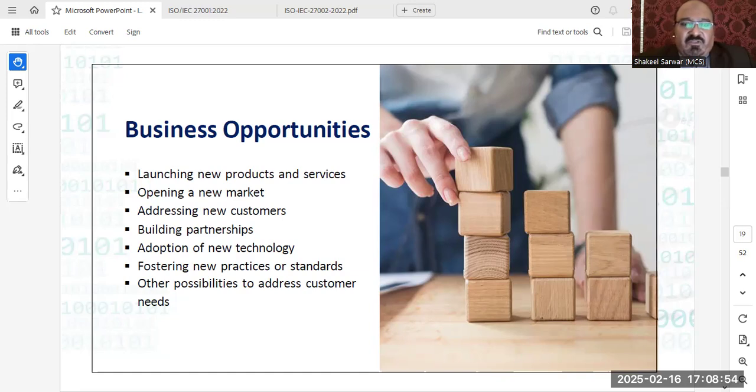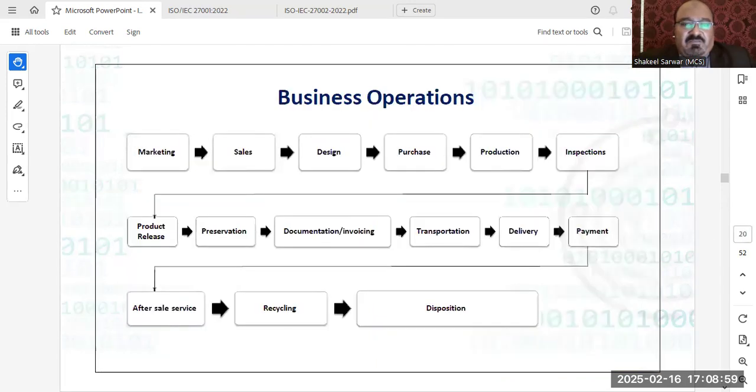opportunities. Business operations: day-to-day activities, processes, and workflows that the organization undertakes to deliver products or services. This ensures that the ISMS integrates seamlessly with operations, minimizing disruption and aligning security practices with operational efficiency.